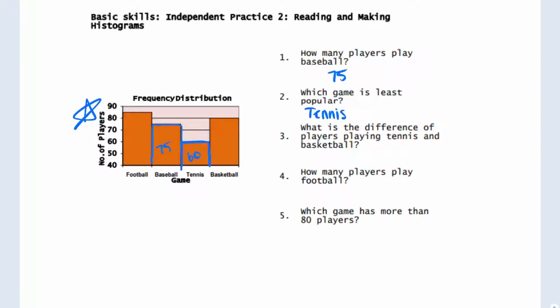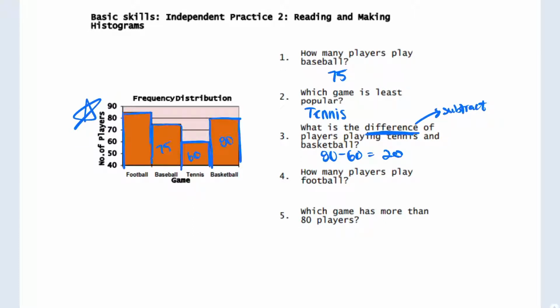What is the difference of players playing tennis and basketball? So we need to find out the number of players playing basketball first. I'm looking over here. That looks to be about 80. And we're looking for the difference. The difference tells me to subtract. So the difference between tennis and basketball, well, 80 minus 60 gives you 20. A difference of 20.